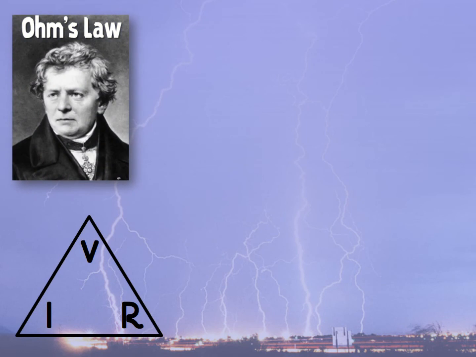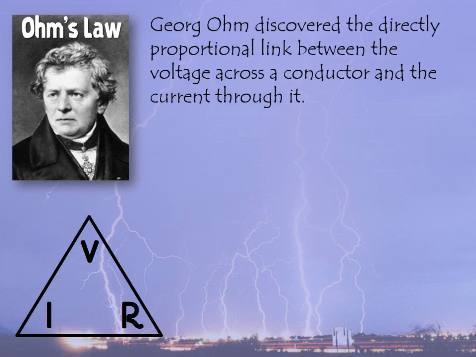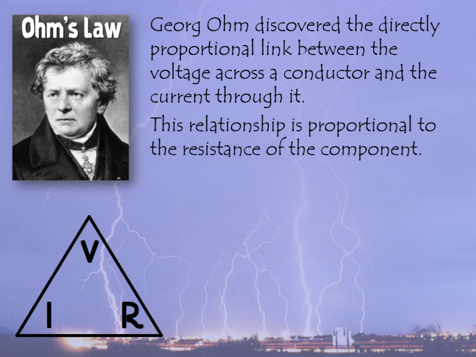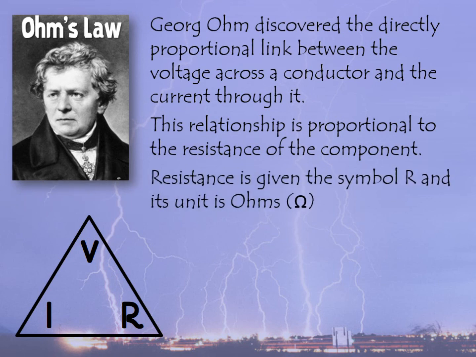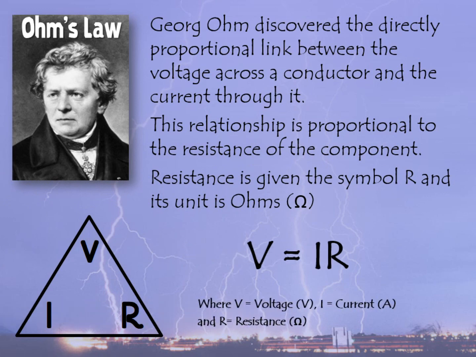So now we've seen how the relationship between voltage, current, and resistance works, we can put it in mathematical terms, the first major equation of electrical science, and that is Ohm's law, discovered by this gentleman, George Ohm. And he discovered the proportional link between the voltage across a conductor and the amount of current going through it. And this link was proportional to, you guessed it, the resistance of the component. And that gives us a lovely little triangle equation, which is more commonly stated as V equals IR.